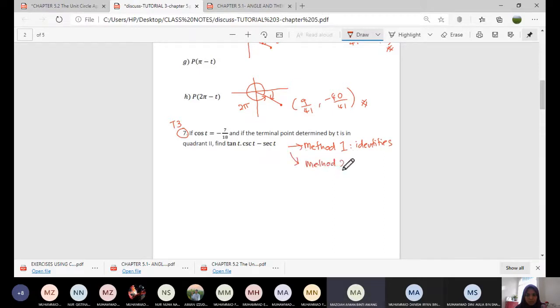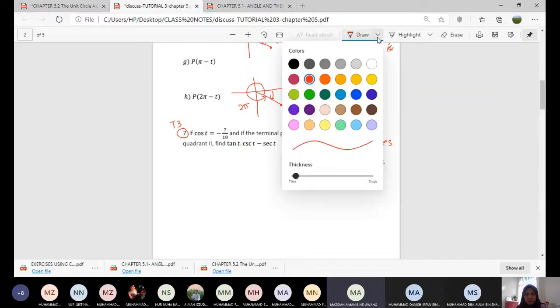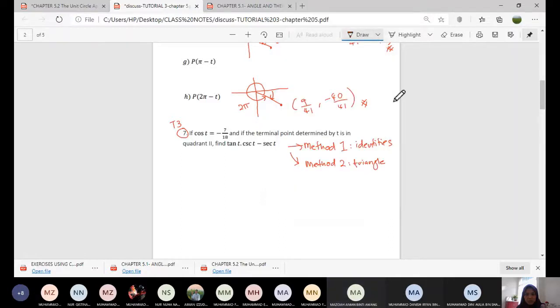Madam likes method 2 very much because Madam likes drawing. Draw a right triangle. Okay, so let's say if I'm a student, Madam will just go straight. If you want to use the formula, please go ahead, no problem. So we have quadrant number 2. Quadrant number 2, sorry, the drawing is rough and not pretty.